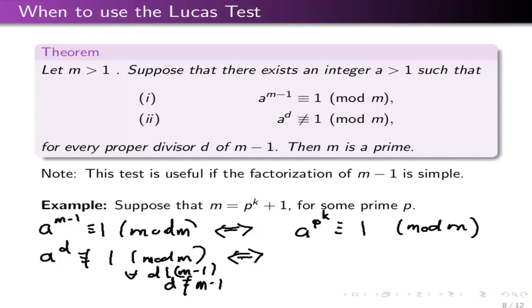That would just be equivalent to saying, well, what are the proper divisors of m minus 1? They're just the powers of p smaller than p to the k, so a to the p to the k minus 1 not congruent to 1. It would all boil down to that, because knowing that this one is not congruent to 1 means that all of these smaller powers couldn't be congruent to 1. So you get a very simple test then for primality here.